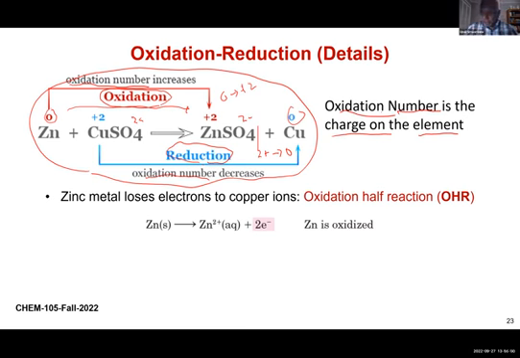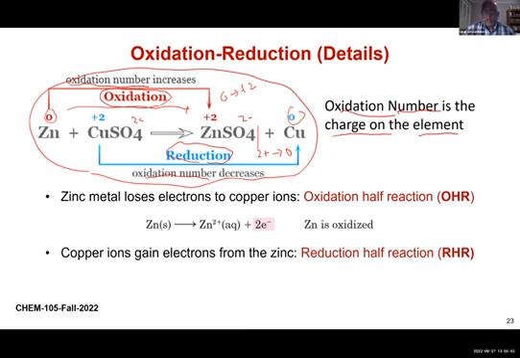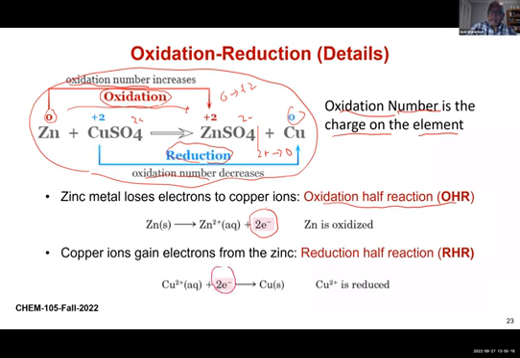So there are two half reactions here: the oxidation half reaction, where electrons are lost, and the reduction half reaction, where electrons are gained. Reduction is gain of electrons. So this is the oxidation part, and the first one, reduction. In a redox reaction, there is always an oxidation and a reduction. Do you have any questions?